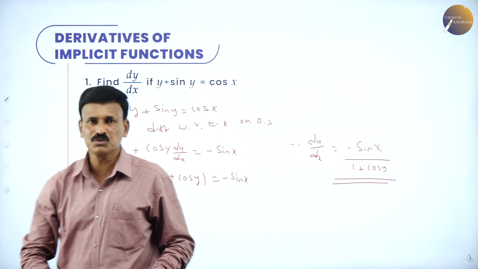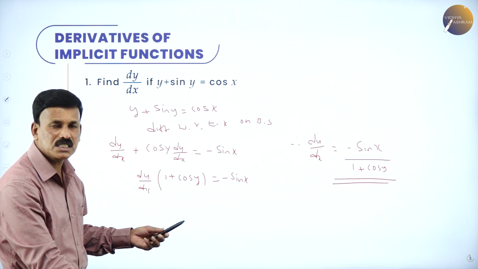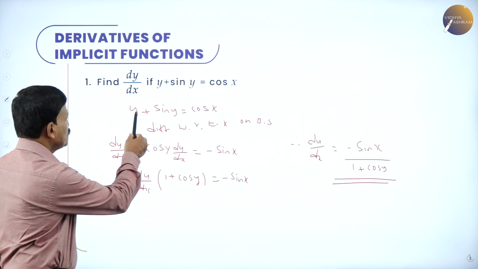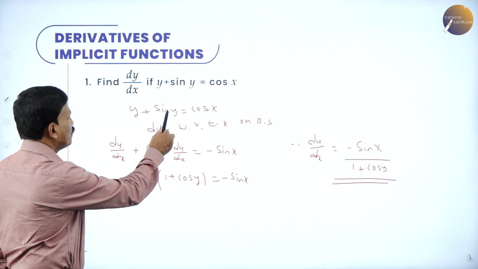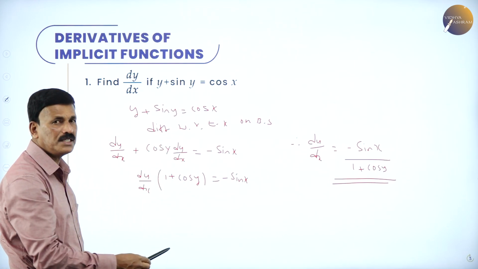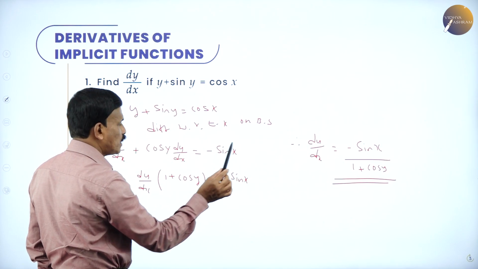Very easy for 2 marks. See here. So y plus sin y is equal to cos x. This is the given equation. Differentiating with respect to x on both sides. Differentiation of y is dy by dx. Differentiation of sin y is cos y into derivative of y, which is dy by dx, cos y dy by dx. Again differentiation of cos x is minus sin x.